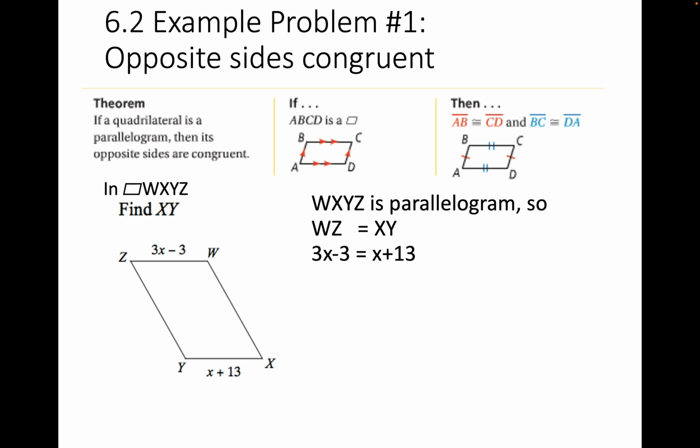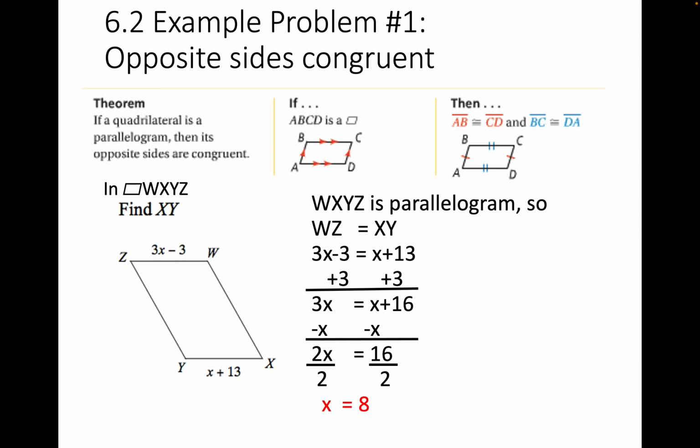So we know, therefore, that the side 3x minus 3 is equal to x plus 13. So we can just add 3 to both sides, subtract x from both sides, divide both sides by 2, and we get that x equals 8. Now that we know x equals 8, it's asking us to find XY, which is x plus 13. So that would just be 8 plus 13, which equals 21. So we know that XY is 21.